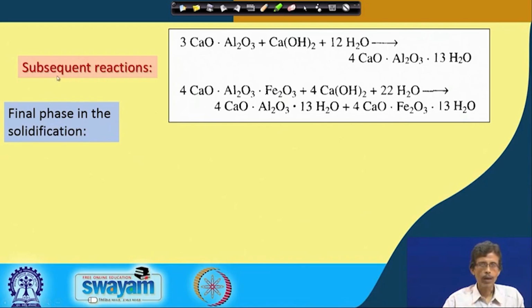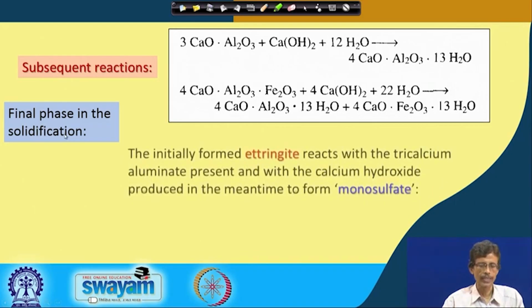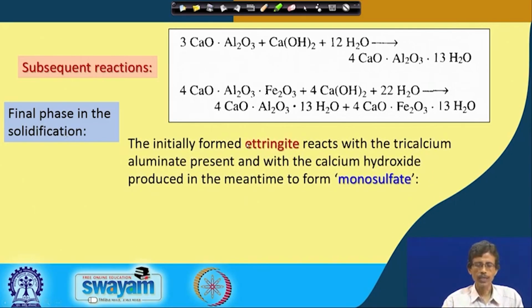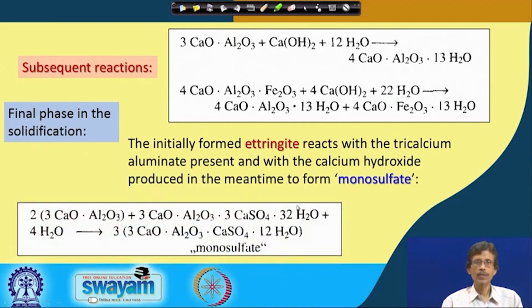So you have the initial reactions, the subsequent reactions, and the final phase of solidification. In the final phase, the ettringite that was formed at the initial stage will now react with the tricalcium aluminate. The tricalcium aluminate also reacts with the calcium hydroxide produced over there, forming the monosulfate. This is the final phase of reaction.